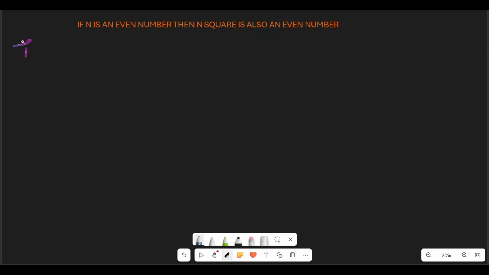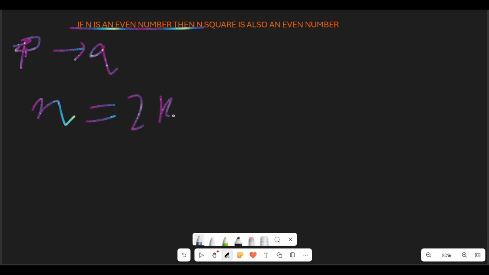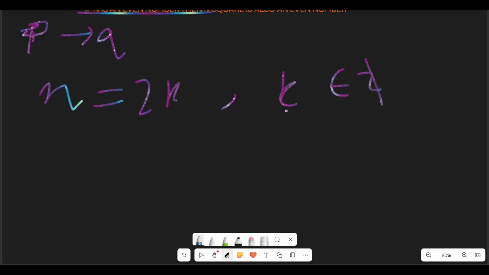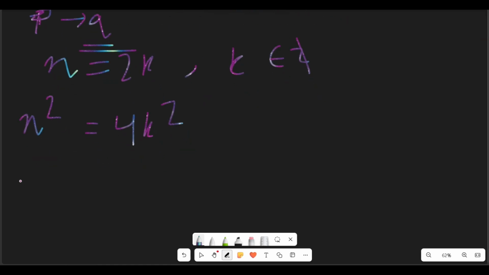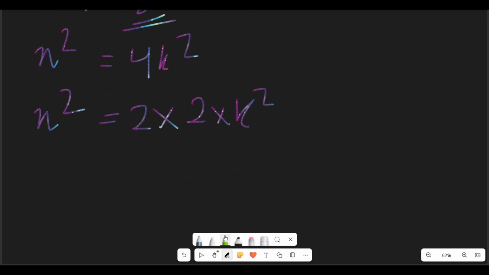Prove it for P to Q. Then I must first prove that this n is an even number. So let's assume n is an even number, n equals 2k, where k is an integer. Then I need to go to the q part, n squared, and squaring both sides, we get 4k squared. That means n squared equals 2 times 2 times k squared. Since I need it in the form of 2k, I rearrange this into the form of 2k. Alright, 2 times 2k squared.